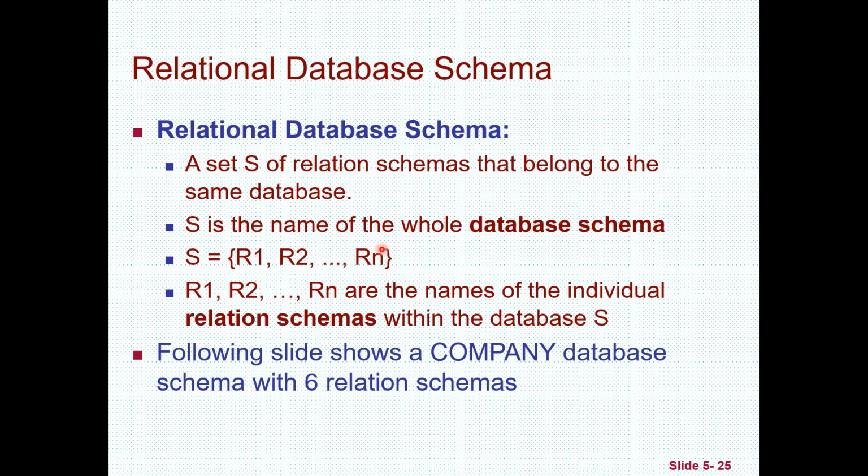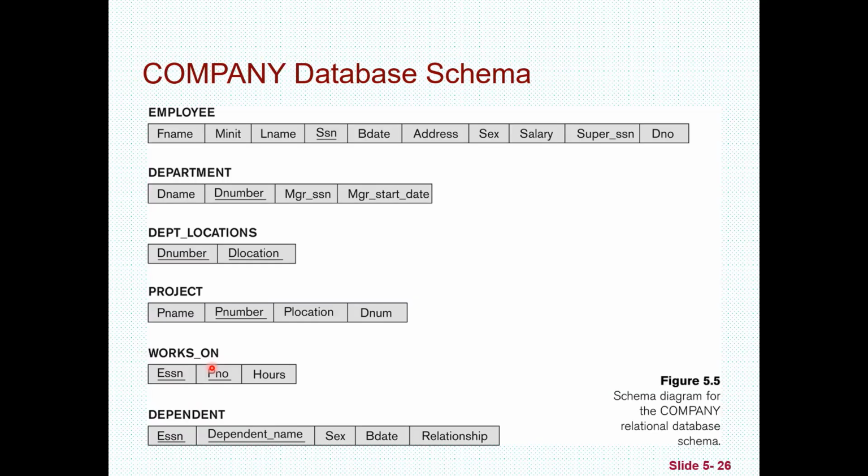And these all are individual relation schema within the same database. Okay, so in the following slide we will show you the company database schema with 6 relation schema. This shows the company database schema.